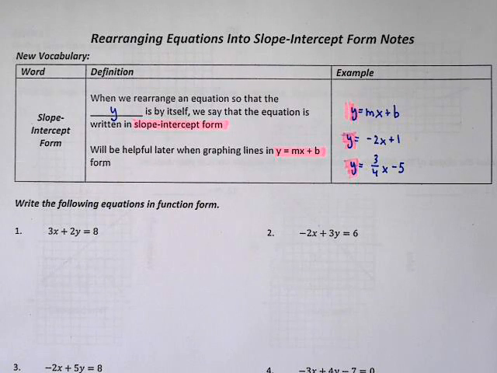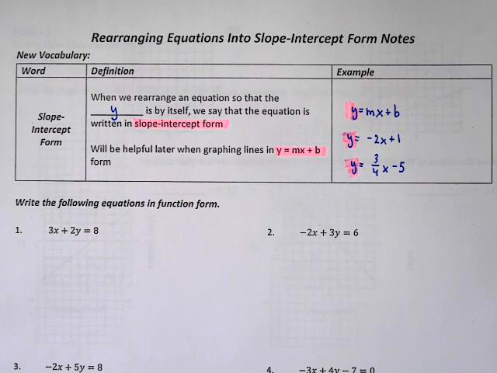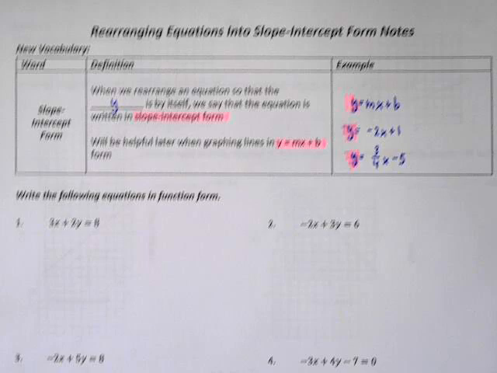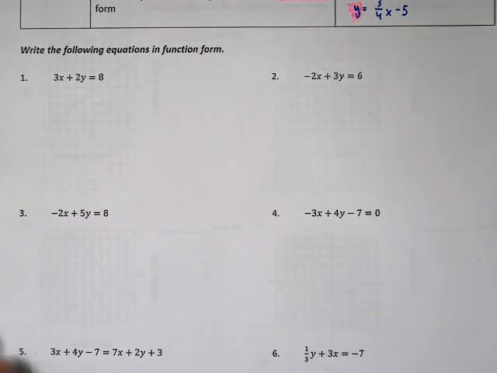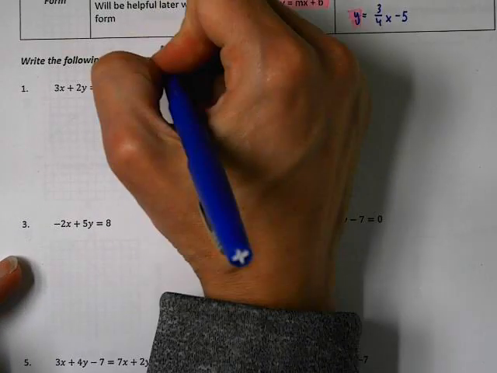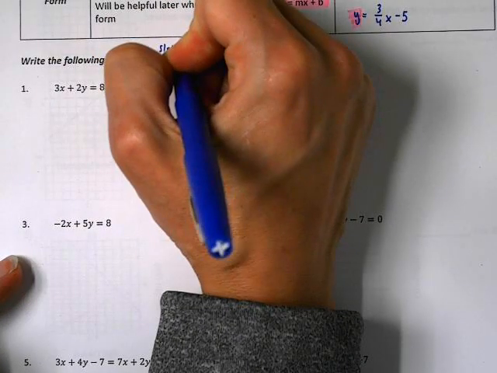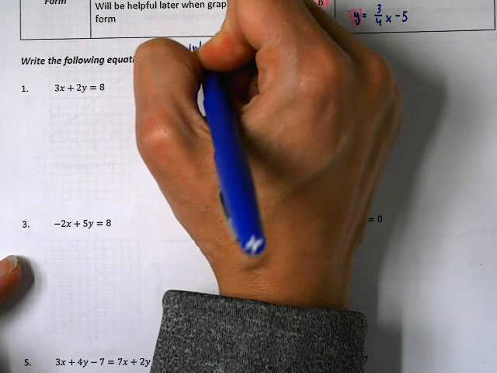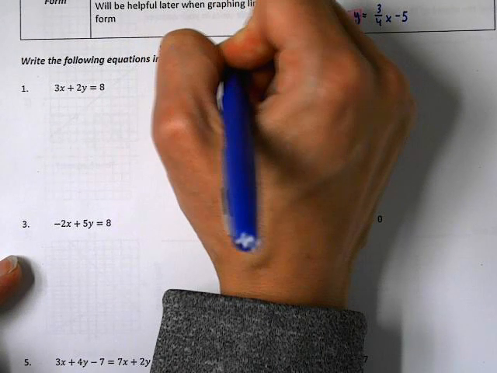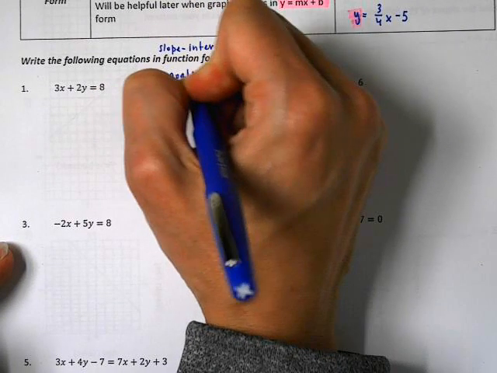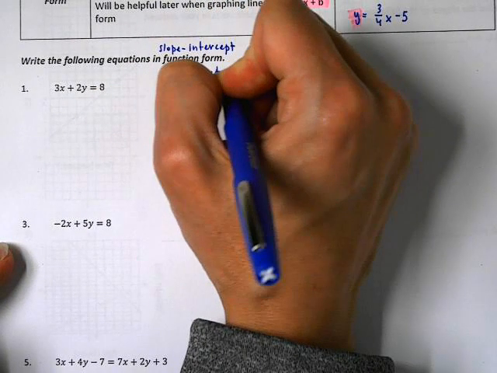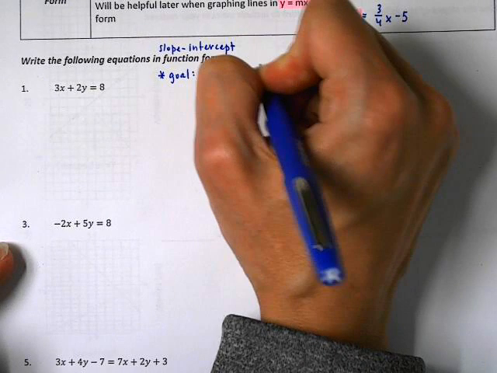So we're going to go through a few problems here, and I'll cut out a few of these, but we're going to go through just to get an idea of how this works. So it asks us to write the following equations in function form. Really, function form is just another word for this slope-intercept form. So that means that our goal is to get y by itself.